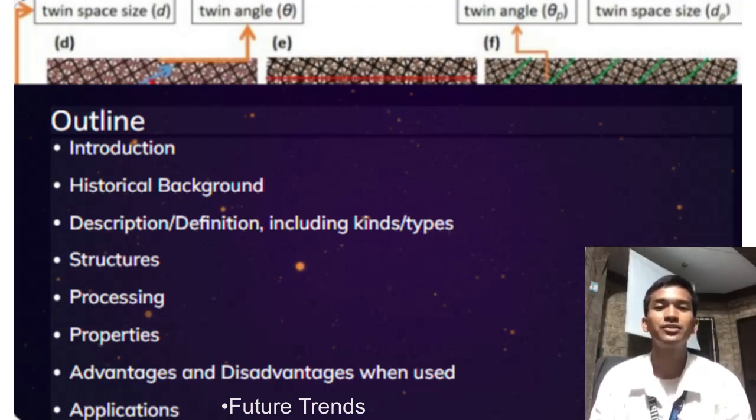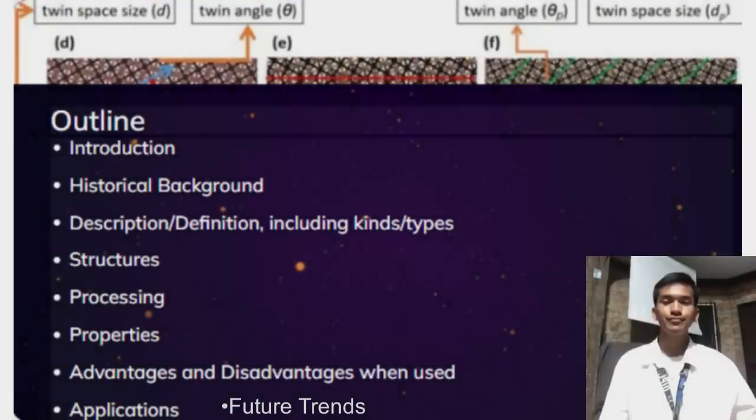Next is applications, seeing how materials play crucial roles in aerospace, construction, and electronics. And lastly, the future trends, peeking into upcoming trends like nanomaterials and sustainable options. Remember, material selection is not just technical. It is an art shaping our engineered reality.